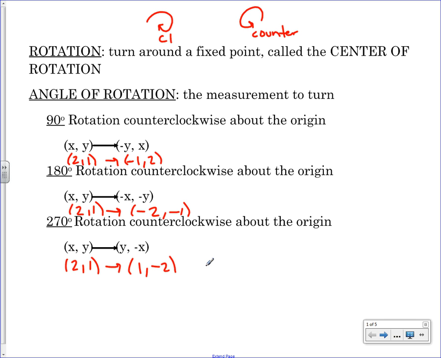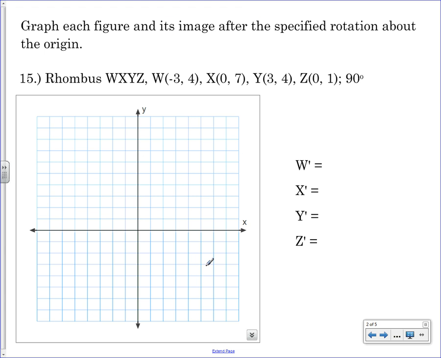On number 15, it says graph each figure and its image after the specified rotation about the origin. So you're going to graph rhombus WXYZ if you haven't already. Make sure you label them, and we're going to rotate it. It just said 90 degrees, so go ahead and write down counterclockwise. If it doesn't specify, we're going to do counterclockwise because that's what we have a rule for. If you already graphed it, great. Just hang on for a second and I will too.